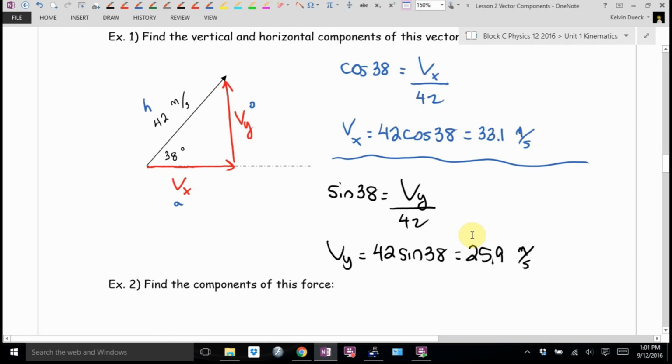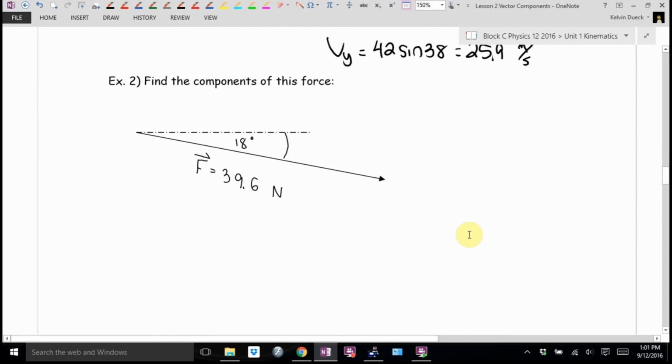Is that all right? Yeah? Try example 2 on your own. I'll do it up here. If you feel comfy going fast, taking shortcuts, whatever level of comfort you're at, that's fine. So I'm going to do it up here without talking. Find the components of this force.